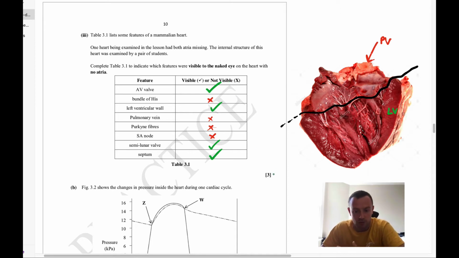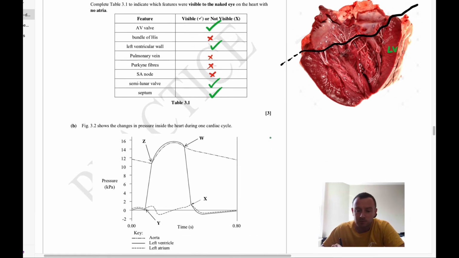Now, if you got it all right, you got 3 marks. I think if you got 1 wrong, you got 2 marks. If you got 2 wrong, you got 1 mark. So that's basically how it's scored. Tough question, that. Okay, now let's move on.